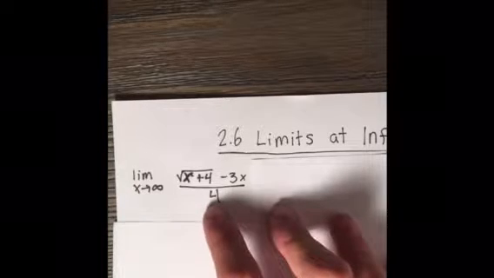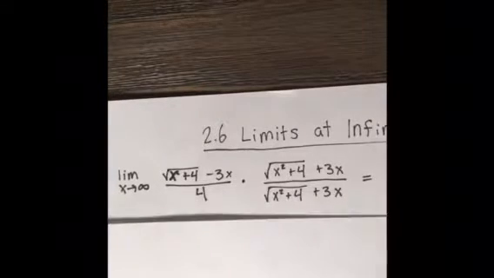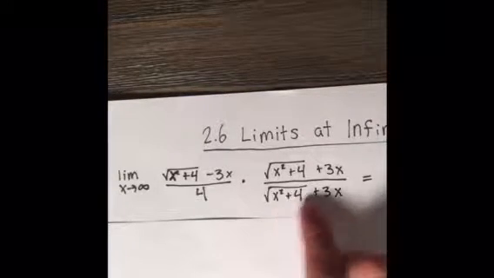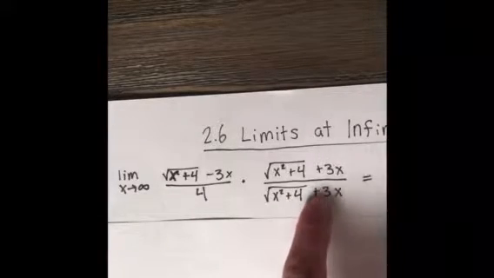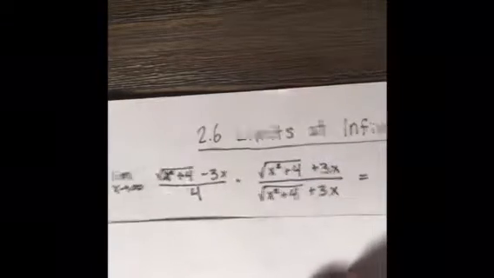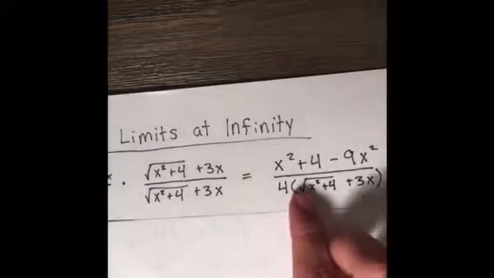The first thing we're going to do for this is to multiply by the conjugate of the numerator. It's essentially multiplying by 1, because the conjugate over the conjugate is going to be equal to 1. And so then that multiplied out is going to look like this.